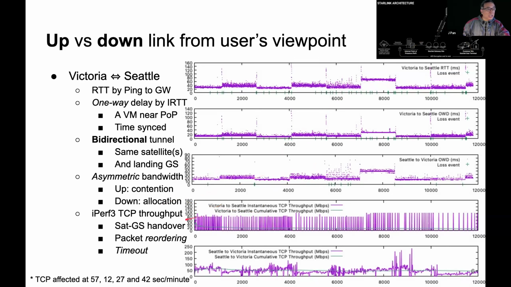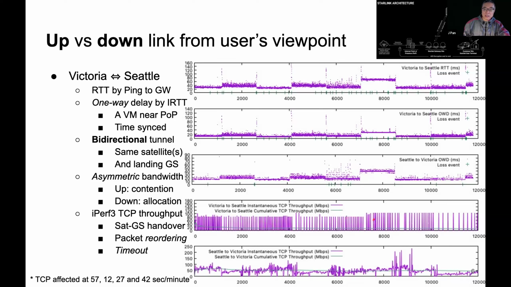We can also do a transport layer and application layer performance evaluation. In this case, with iPerf, we measure the TCP throughput for a single TCP flow. Many of the speed tests that you see on the internet actually use multiple connections, but here we just pick one TCP connection to see its performance. This is for the uplink.